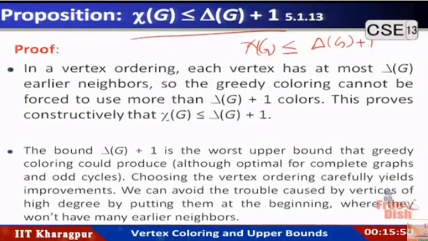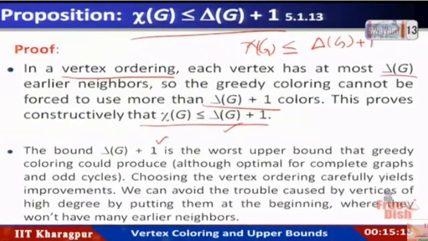Proof says that for a relative vertex ordering, each vertex has at most maximum degree earlier neighbors. So the greedy coloring cannot be forced to use more than maximum degree plus 1 number of colors. Hence, this proves constructively that the chromatic number of a graph is at most the maximum degree of the graph plus 1.